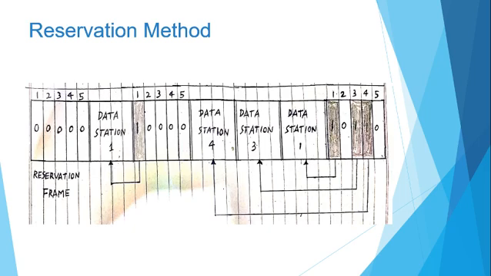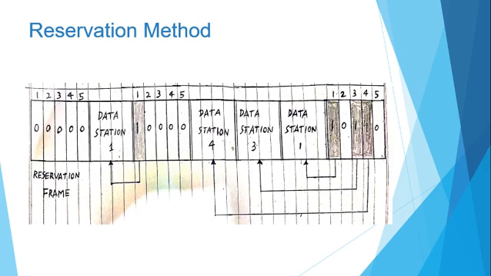When a station needs to send a data frame, it makes a reservation in its own mini slot. The stations that have made reservations can send their data frames after the reservation frame. This figure shows a situation with 5 stations and 5 mini slot reservation frame. In the first interval, only stations 1, 3 and 4 have made reservations. In the second interval, only station 1 has made a reservation.